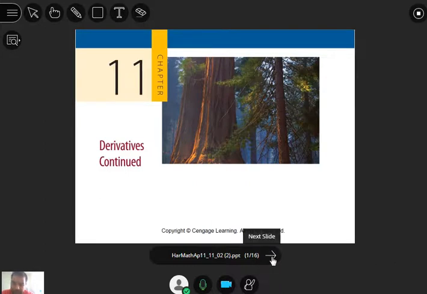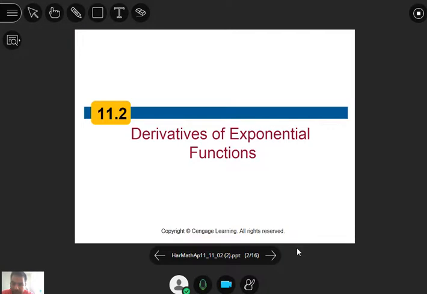Today I'm going to discuss derivatives of exponential functions. So let's see today's lesson. In the last lesson we learned how we can find the derivative of a logarithmic function. Considering the opposite side, now we are going to consider exponential functions.